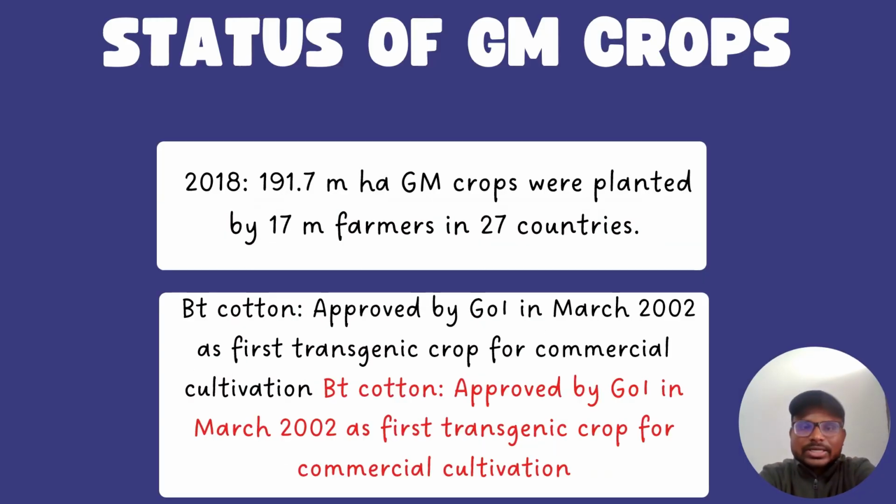Then, what is the status of GM crops? As per the 2018 report, more than 190 million hectares were covered by GM crops, grown by 17 million farmers in 27 countries.